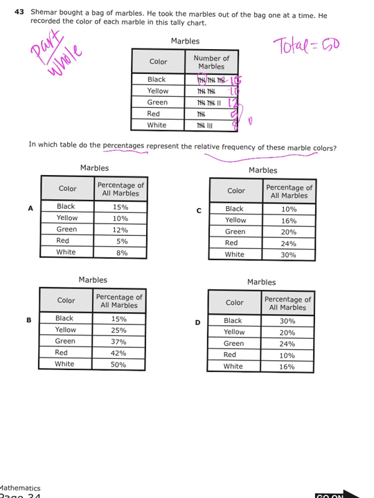All right, so let's see if we have 15 over 50. That's for the black. Can I get this to 100? By doing what? Times 2, so that's 30%. Oh, well, look, we only have to do one set. Most people picked A because they just did 15 over 50, then 10 over 50, 12 over 50, 5 over 50, 8 over 50. But what they failed to do on this one is double it, because the percentage is out of 100.